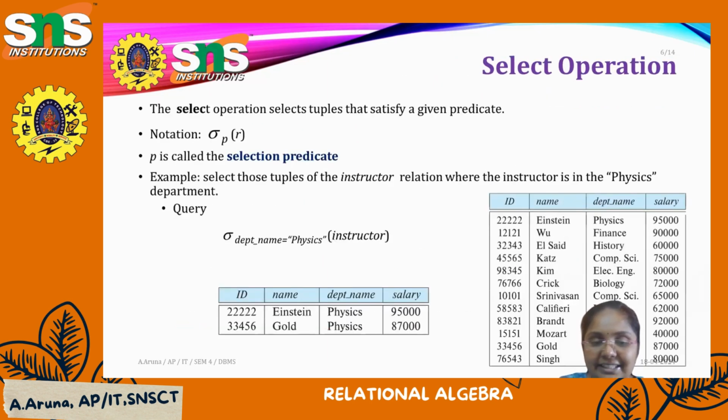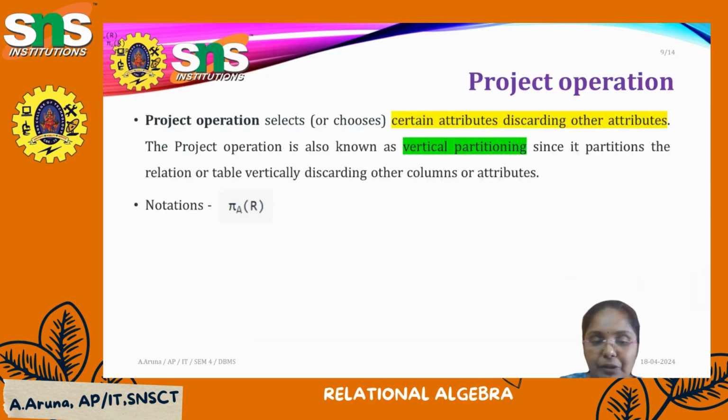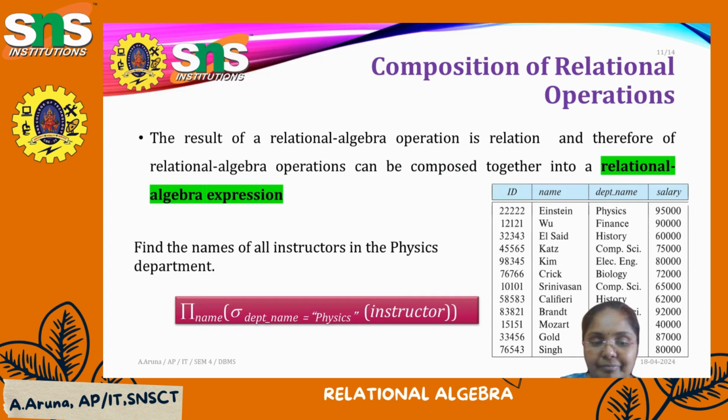In this, I need only Einstein and Gold. For that, I write pi of name. In this case, I get Gold and Einstein, so these are the persons who belong to the Department of Physics. This is how a composition of relational operations works.